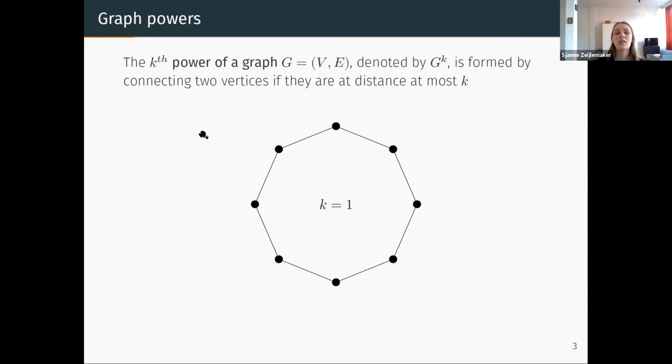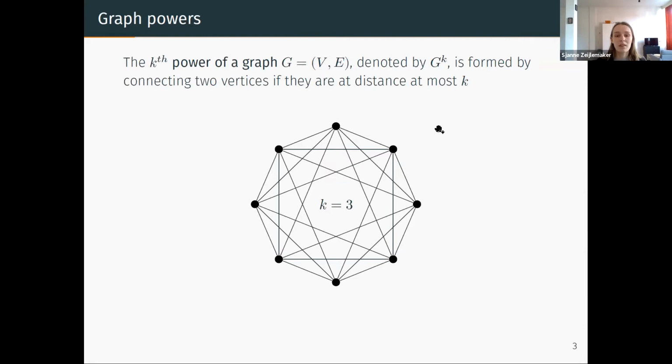We're interested in the spectrum of a so-called power of a graph. The kth power of a graph is the graph where we connect vertices when their distance is at most k. For k is 1, we just take the graph. For k is 2, we get all these extra edges at distance 2. And same for distance 3, etc. Here you see that the diameter is 4. So if we do this once more, we just get the complete graph.